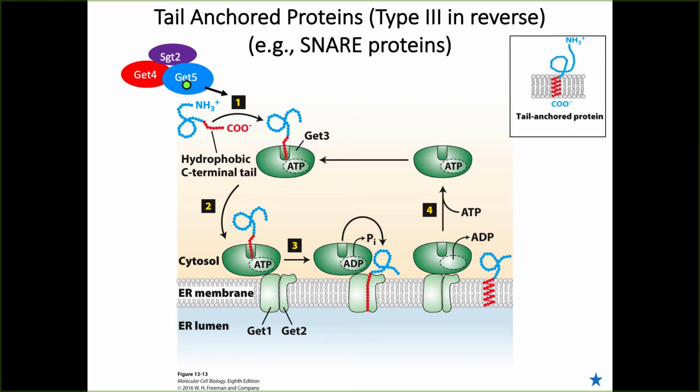So these proteins, SGT2, GET4, GET5, now transfer it to this ATP-bound GET3 protein. And GET3 nicely takes that hydrophobic residue inside.